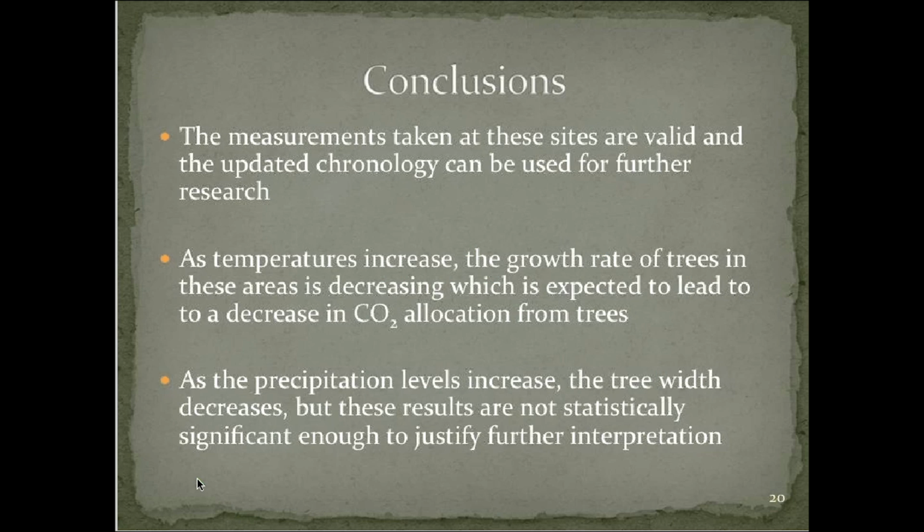So what conclusions can we draw from this? Our chronologies matched up pretty well with the ones created in the 1980s, which means that they can be used for further research if people need them. As temperature increased, tree ring width and growth was lower, which we expect to contribute to higher levels of CO2 in the atmosphere, as I mentioned earlier. And the precipitation data was largely inconclusive, which means we can't really comment on that too much.